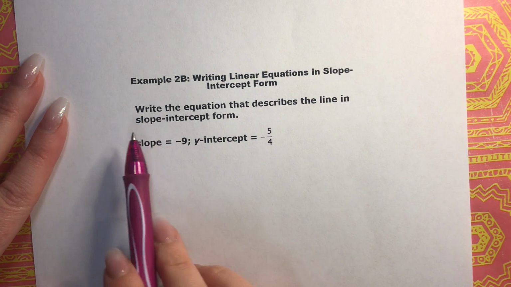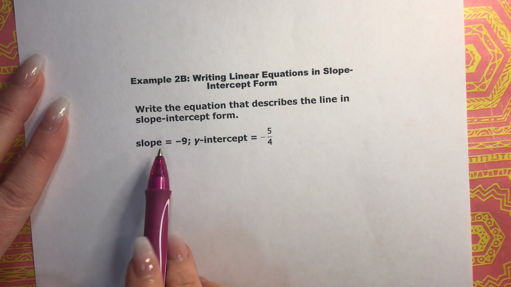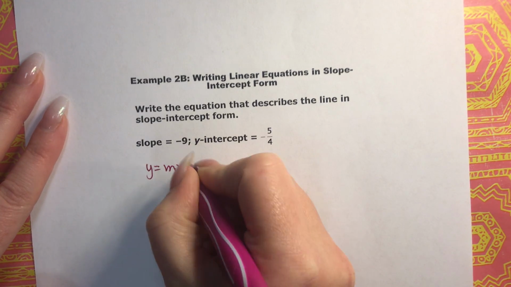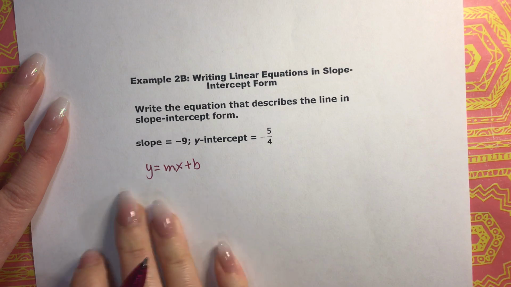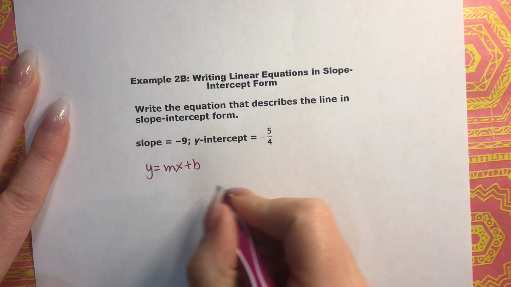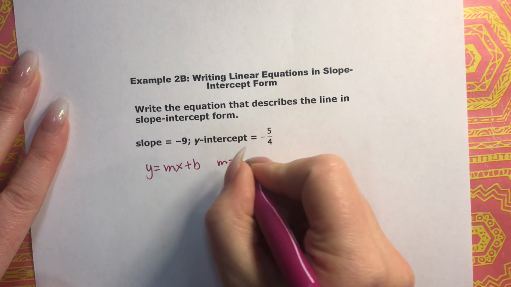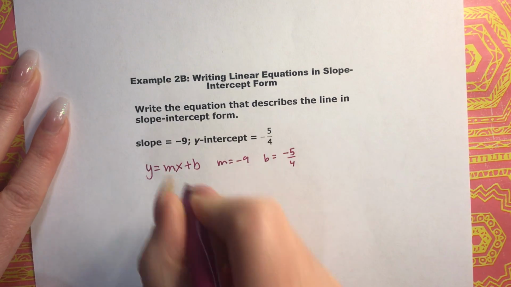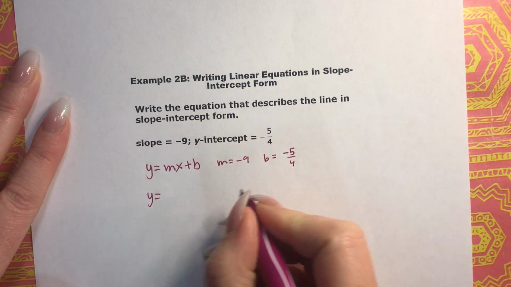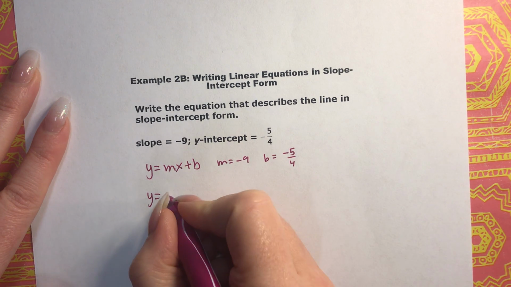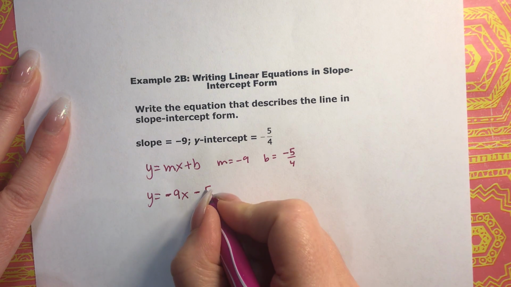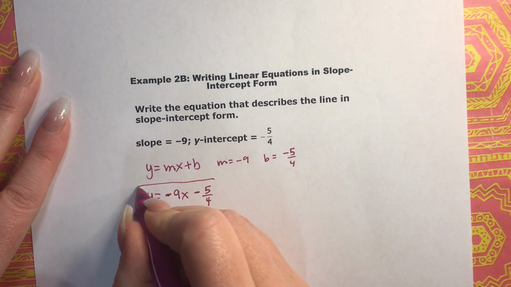All right, let's go ahead and look at the next example. So here, we're just going to write it in slope-intercept form. We have this slope and this y-intercept. So I'm going to write y equals mx plus b. I always want you to write slope-intercept form with the symbols first. Then we're going to define our variables. So our slope is equal to negative 9. Our b is equal to negative 5/4. And then we just substitute the values in. y equals negative 9 goes in for m, negative 9x, and then our b is negative 5/4. And there's slope-intercept form.